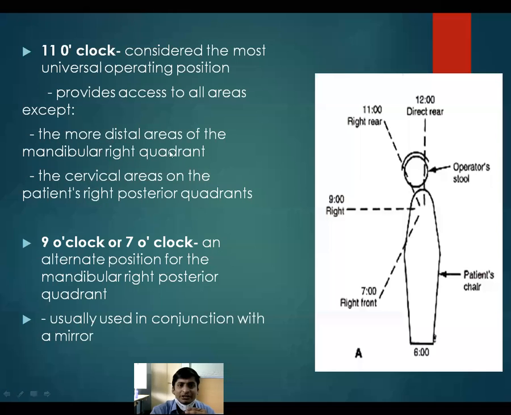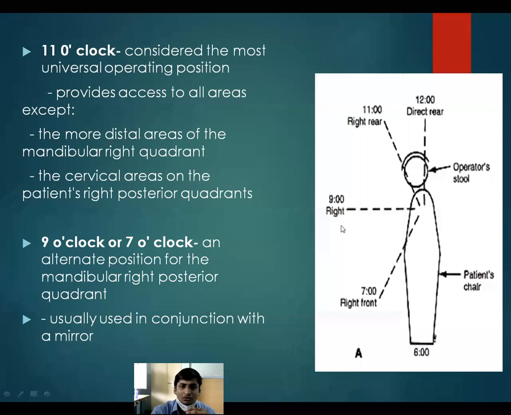except more distal areas of the mandibular right quadrant. So if you are sitting here, the distal area of the mandibular right quadrant and the cervical area on the patient's right posterior quadrant, so these areas, right quadrant, posterior region, are only inaccessible by this position. All the rest of the areas are accessible by the 11 o'clock position. So mandibular posterior and maxillary posterior areas are inaccessible in the 11 o'clock position.